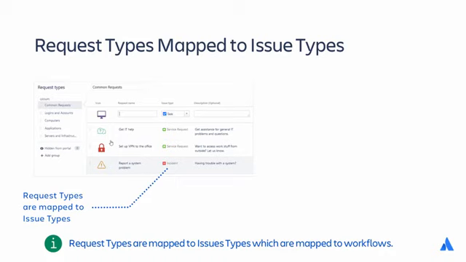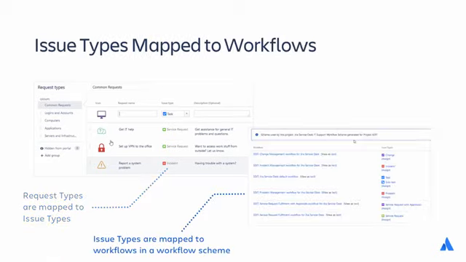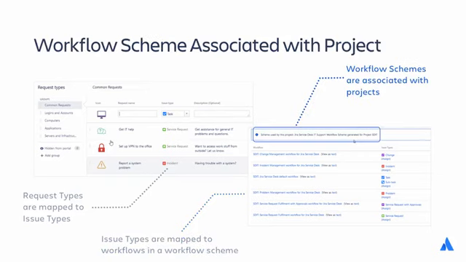In this example, Get IT Help request type and Set up VPN to the Office request type are both mapped to the single Service Request issue type. And as we already know, issue types are mapped to workflows in a workflow scheme. And workflow schemes are associated with one or more projects. In a Service Desk project, therefore, request types are mapped to issue types are mapped to workflows in a workflow scheme, and workflow schemes are associated with projects.